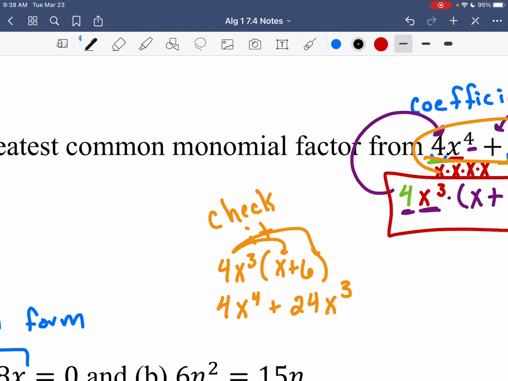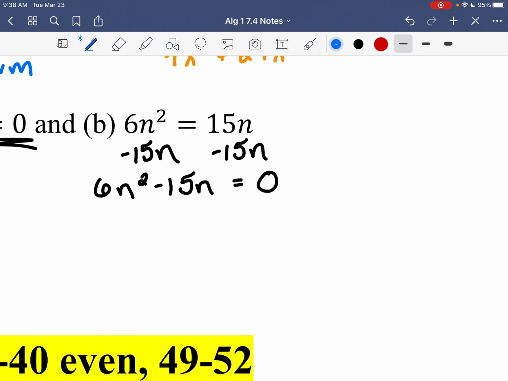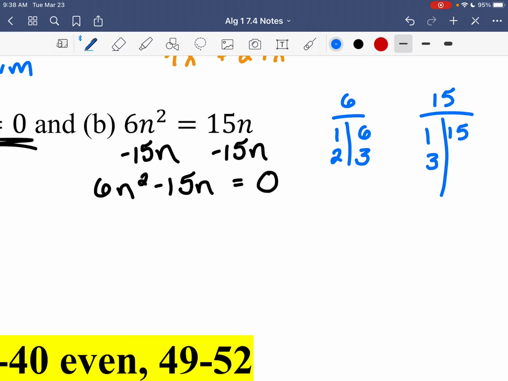Okay, so step 1, set it equal to 0. Step 2, I need to get it in factored form. So I need to factor out the biggest monomial factors. So 6 doesn't go into 15. So I'm going to list my factors of 6, 1 and 6, 2 and 3. That's it. List my factors of 15. 1 and 15, 2 doesn't go into 15. 3 and 5 does. So what's the biggest one they have in common? Looks like the 3. So 3 is one I'll factor out.